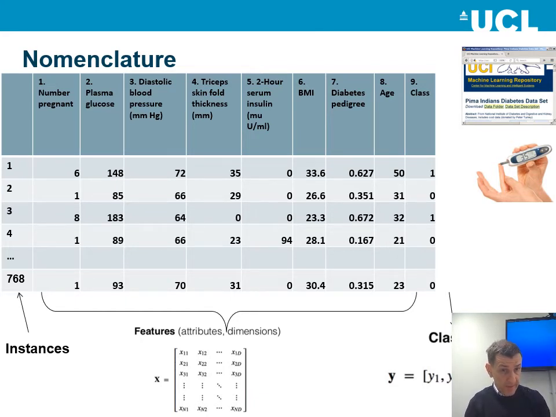There are 768 different instances. Each of those has a number of features, and the last column, column 9, is the output of the machine learning algorithm. So that's the class. What we're trying to do in machine learning is take a set of features and use those as the input to predict the output. The output is the classification, and here the classification will be whether or not the patient had diabetes.